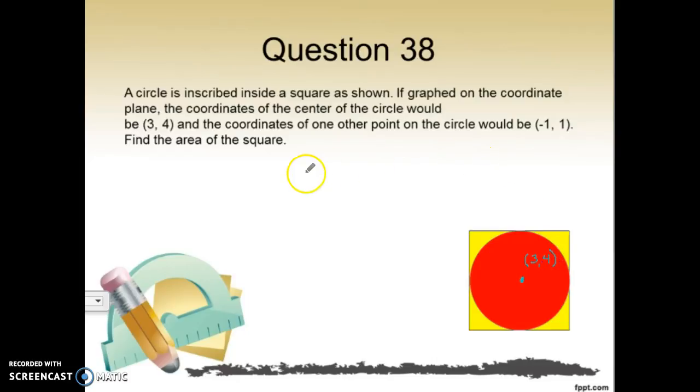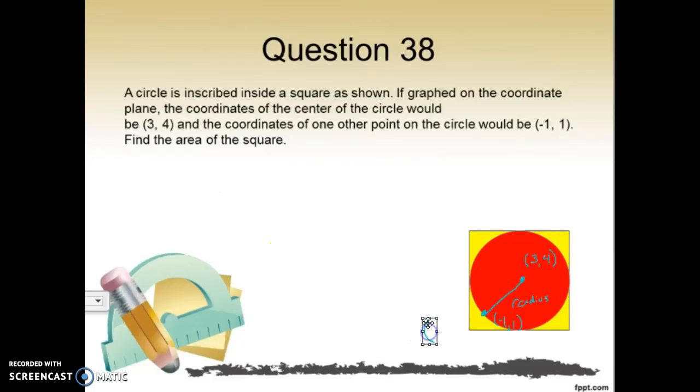All right, now they say one other point on the circle would be at -1, so that would be left 1. That'd probably be around in here somewhere if I had to guess. So I'm going to connect those dots. Now, what do we have when we have the center of a circle and a point on the circle? That is the radius, so that's the radius right there. I better write the point on here: I'm going to say (-1, 1).